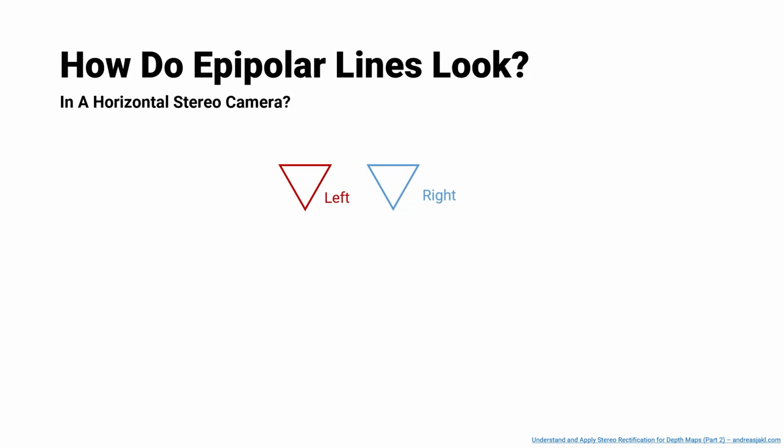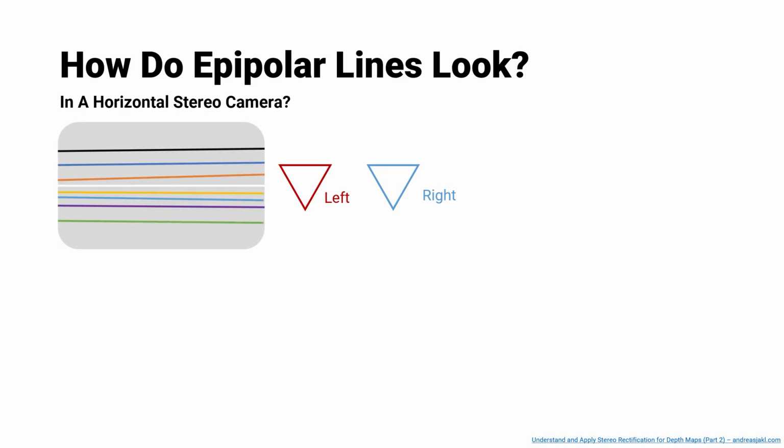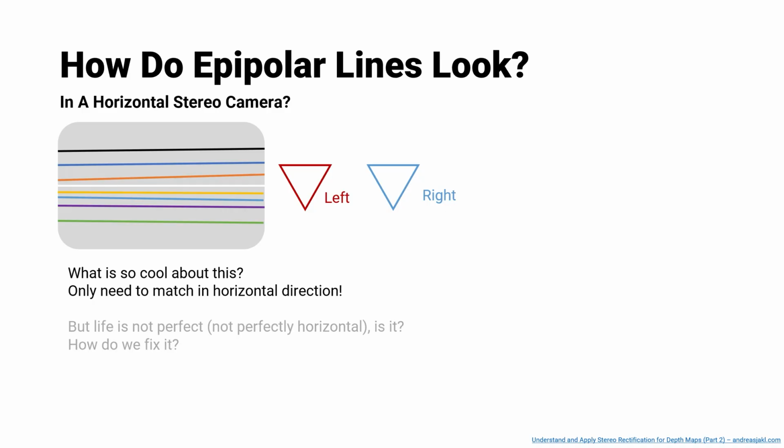Pause the video for a second and think about it and come back. The answer is very simple. The epipolar lines are going to be more or less horizontal. What is so cool about this? That basically we have to match only on the epipolar line, which means that we only need to match in the horizontal direction, which means we can look in the same row. But life is not perfect, so it's not going to be perfectly horizontal. So how do we fix it?